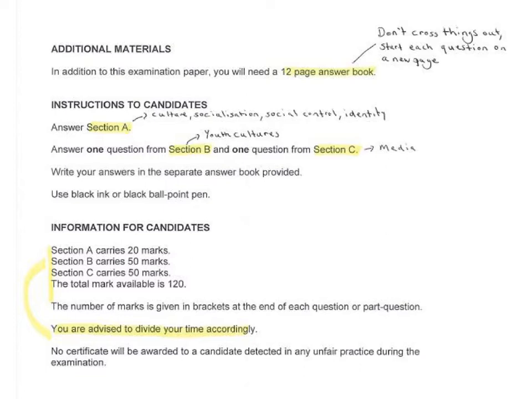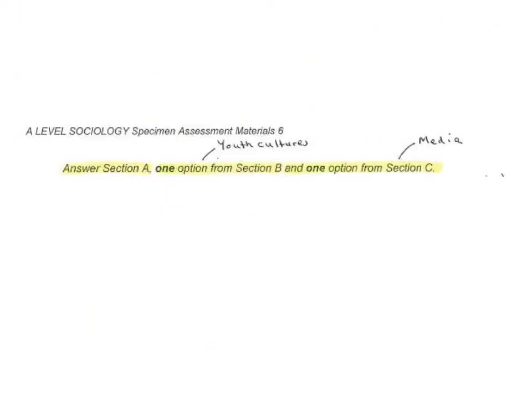Here we can see the mark allocations for each of the three sections, and what's really important in terms of the mark allocation is that should dictate how much time you spend on each section of the paper. So when you turn over your exam paper, at the top it will have this instruction to answer section A, and then one option from section B, remember that's on youth cultures, and then one option from section C, remember that that's on the media.